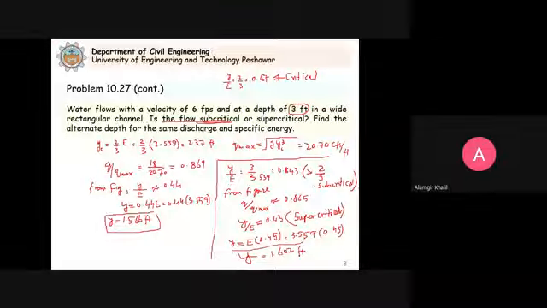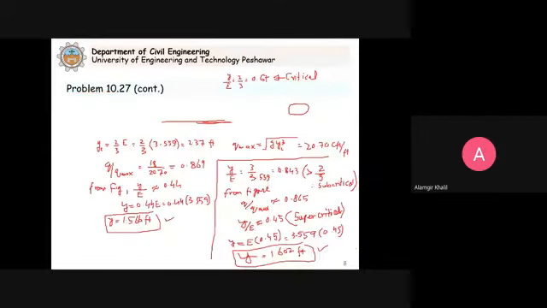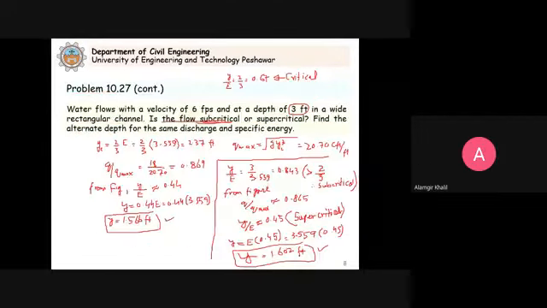This is what was the solution required. So 1.602 feet, or from here 1.566, or from here 1.604 feet. So approximately we are getting the same result. Clear? So this is how we solve the problems and we apply the basic concepts. So this helps us to analyze the open channel flow problems.